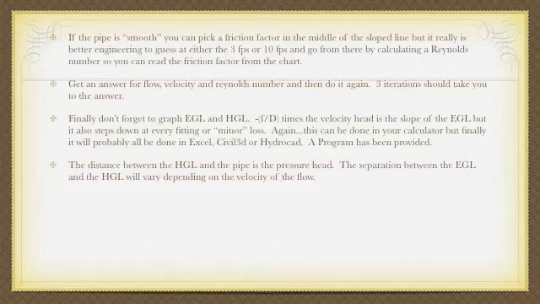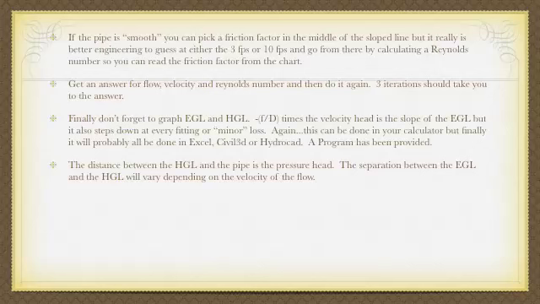All right, so finally, when you're looking at that graph on paper, wherever you're looking at it, you want to realize that the distance between the hydraulic grade line and the pipe is the pressure head. And that pressure head is what is going to break the pipe. The separation between the energy grade line and the hydraulic grade line, or the distance between those 2 lines, will vary depending on the velocity of flow. And if you remember what that separation is, it is a velocity head.